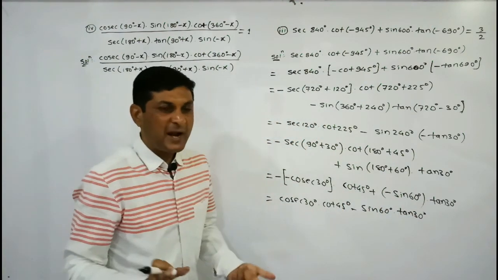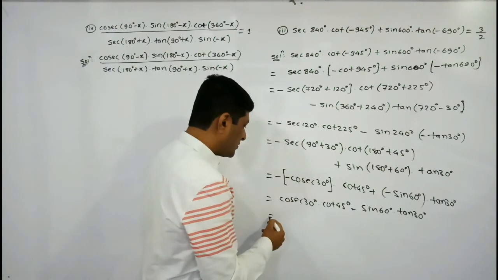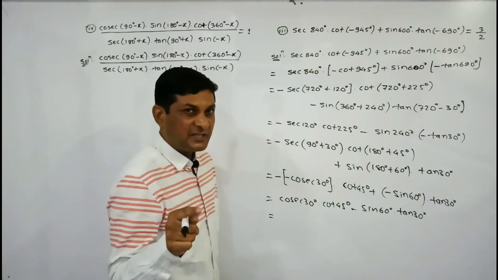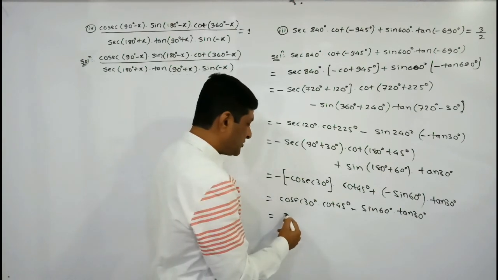So now remaining part is just to substitute the value and complete the calculation part. So cosec 30, what is the value of sin 30? 1 by 2. So cosec will be its reciprocal, so 2 by 1 means 2.